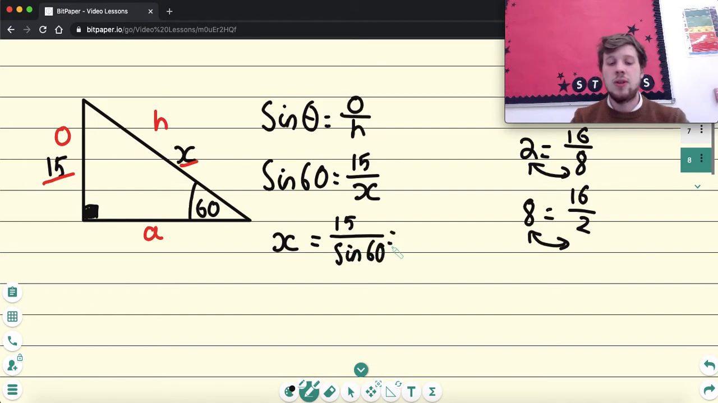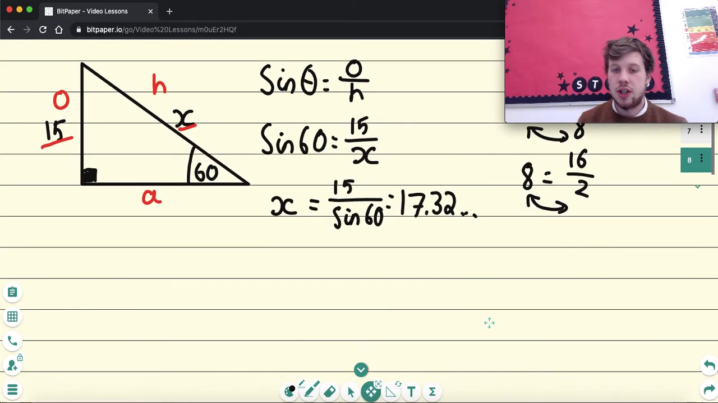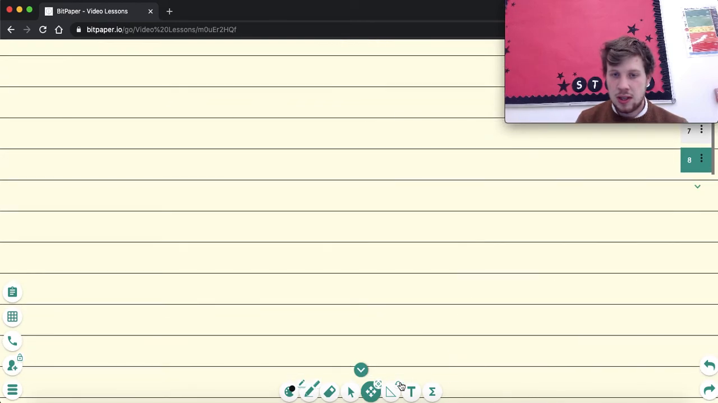Then all we do is we go on a calculator, we write 15 divided by sine 60, make sure you close your brackets, and you end up with an answer of 17.32, and it goes on a little bit. That's one example. As I go down, I'm going to show you another example.